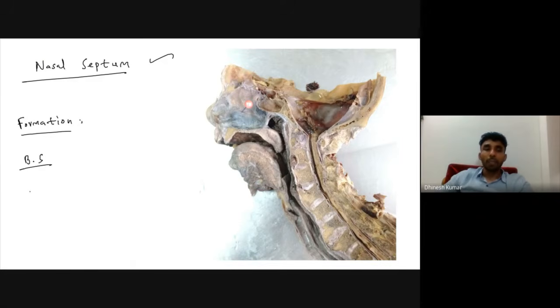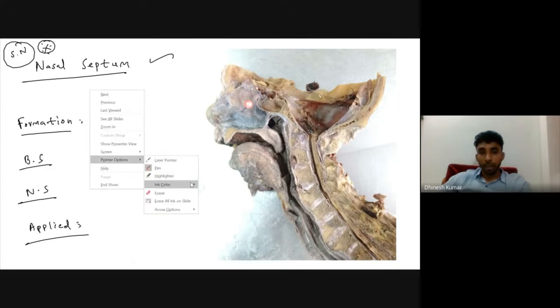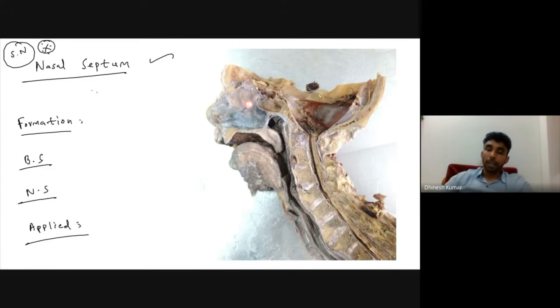The sub-question for the nasal septum may be the formation of the pinned structure, blood supply of the pinned structure, nerve supply of the pinned structure, or applied aspect. Any one among these four may be a sub-question. And please remember the nasal septum is an important theory short notes, 5-mark question. So let's talk about the details of the nasal septum.